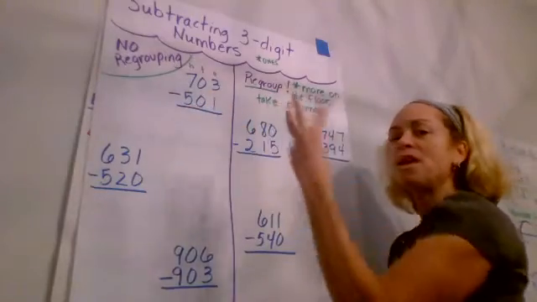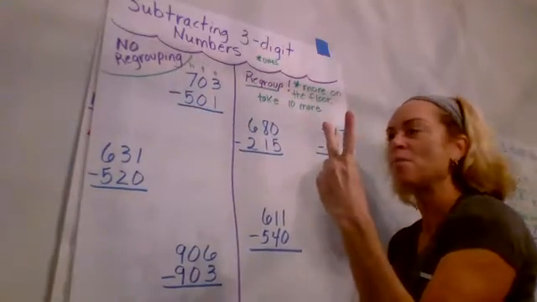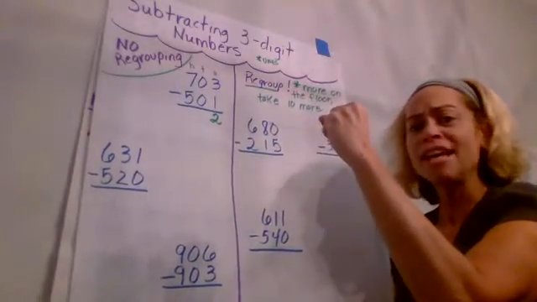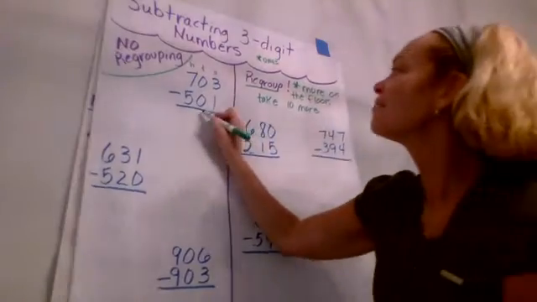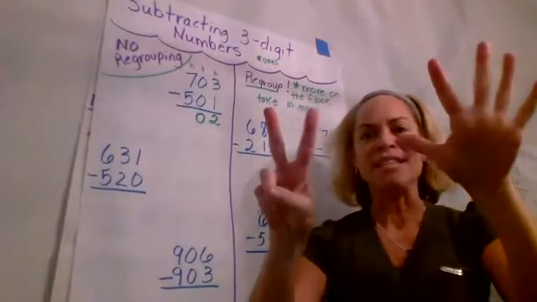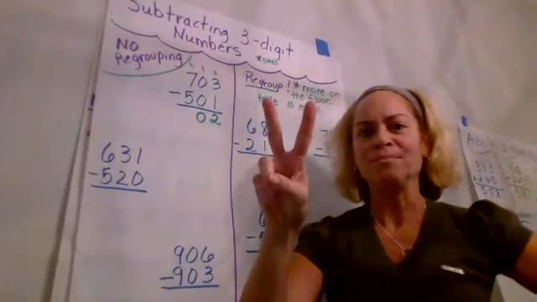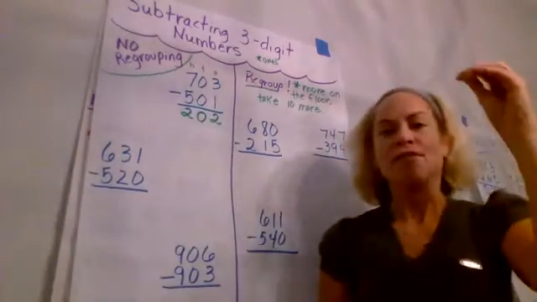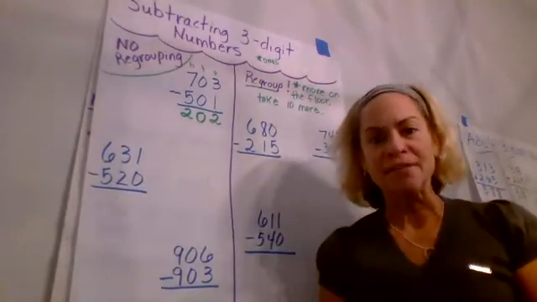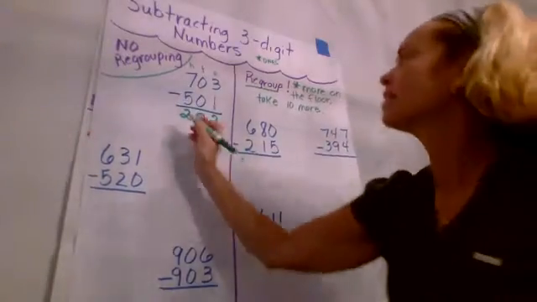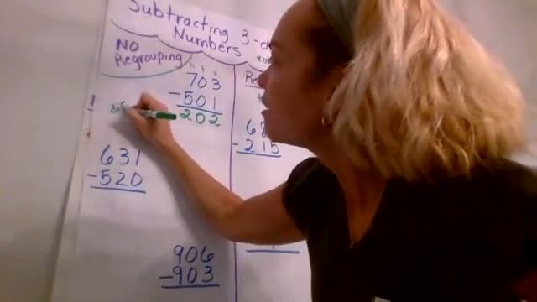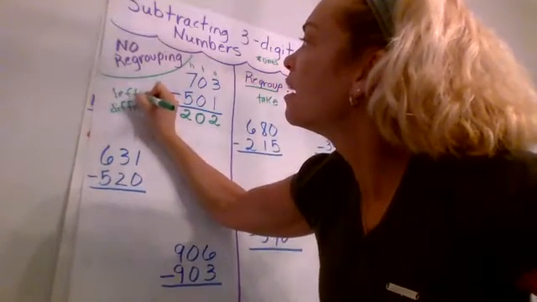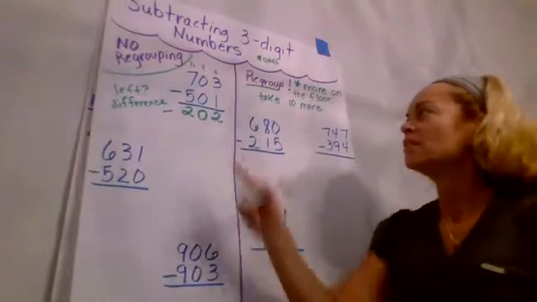3 take away 1 is 2. 0 take away nothing is still 0. And then we have 7, and we're going to take away the 5. What's left? 2. You can also count on from the small number to the larger number to get the difference. This is the difference. We might say, how much is left? 202.